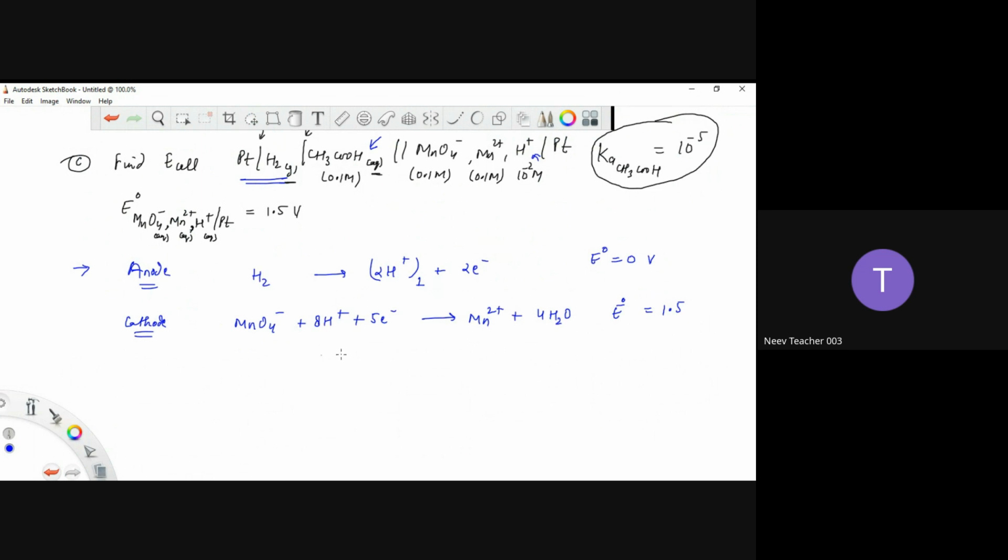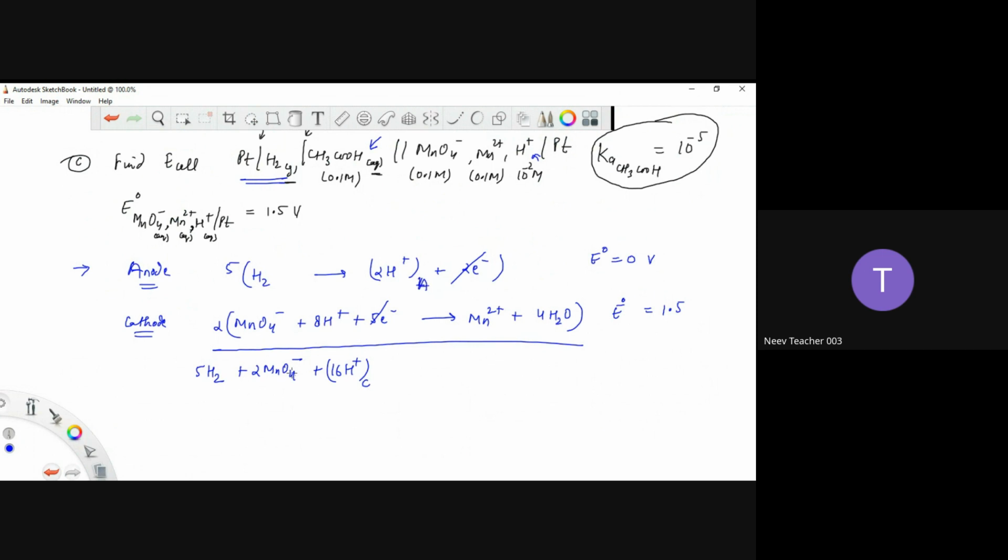Now, if you add these two, you need to add them in such a way that the common electrons get cancelled out. So multiply this equation by 5 and this equation by 2. So 10 electrons get cancelled out. The final reaction will be 5H2 plus 2MnO4 minus plus 16H plus, and this is the cathode concentration. Remember this. This is your anode.